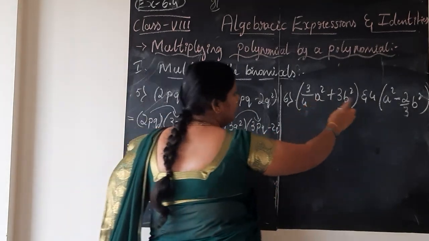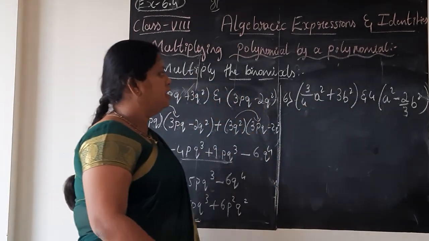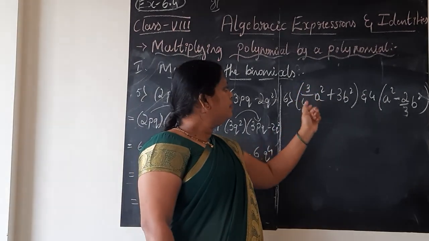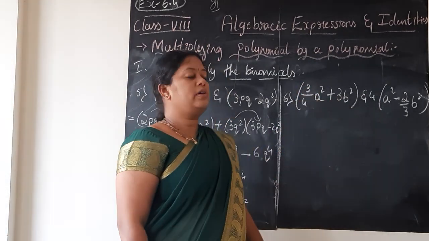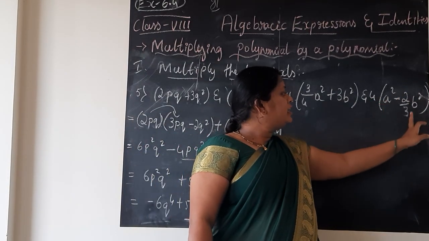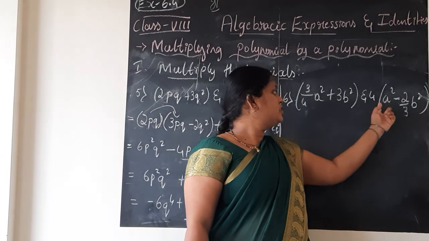Again binomial into binomial. Before that, children, the first binomial is no problem. Why? (3/4)a square plus 3b square you have. This has to be multiplied with 4a square minus (2/3)b square. The question is like this.